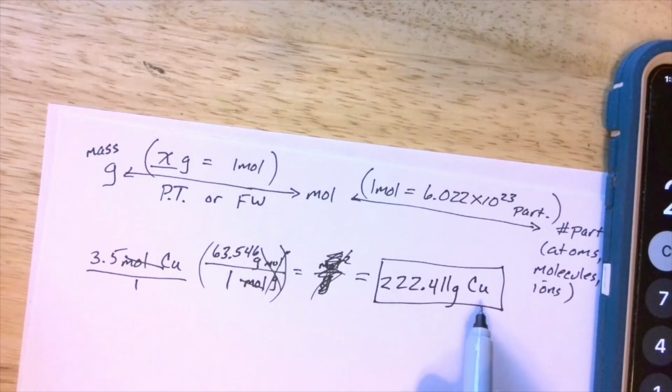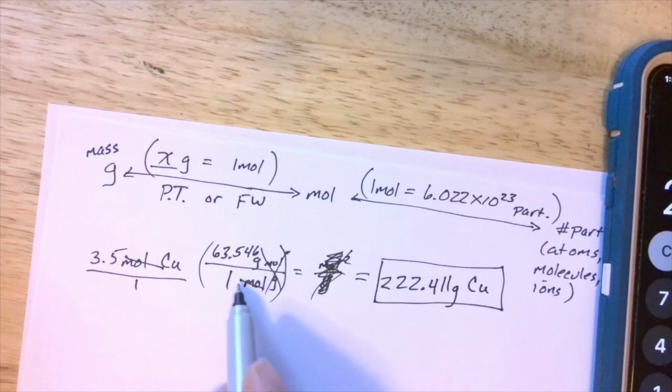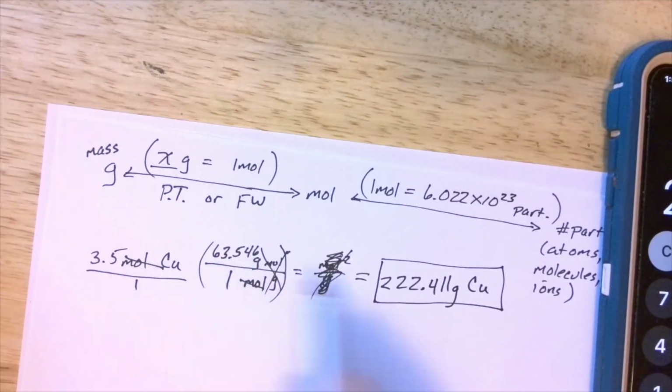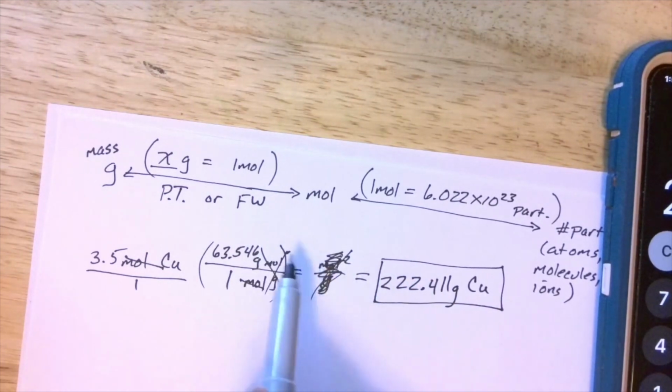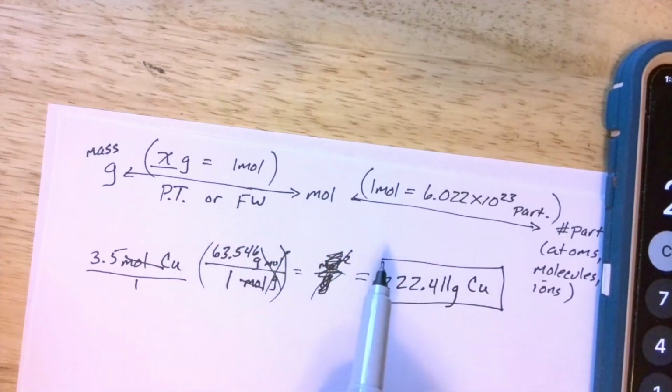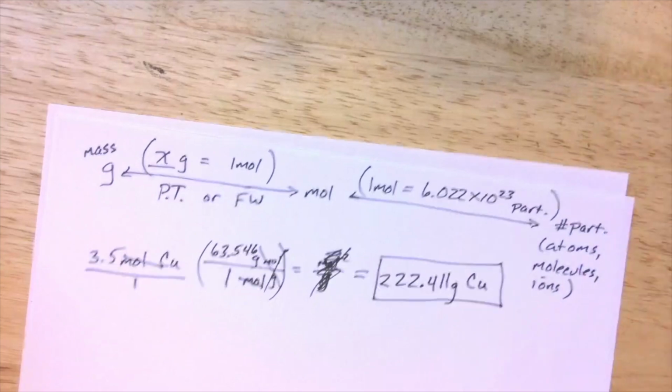Or, if you had pennies, if 1 dozen pennies weighed 63.546 grams and you had 3.5 dozen, this would be how many grams it would weigh. So this is nearly identical to when we were weighing out the different types of objects. So let's try the next one.